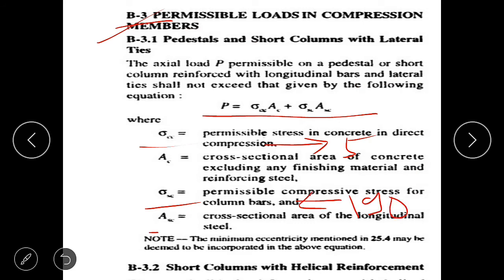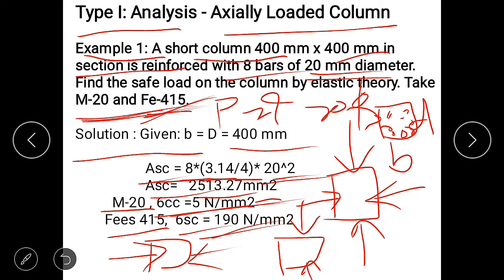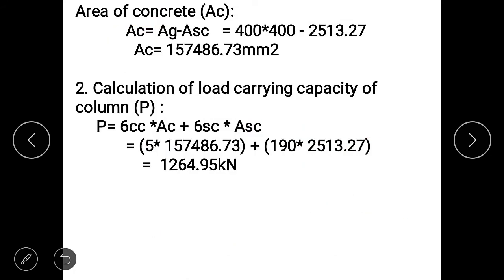Now ASC is the cross sectional area of longitudinal steel. Here we already found ASC as 2513.2 because 8 bars of 20 diameter are given. So we calculated ASC already. Now we have to find the area of concrete, AC. What do we have to find here? AC. You all know AC means area of concrete.